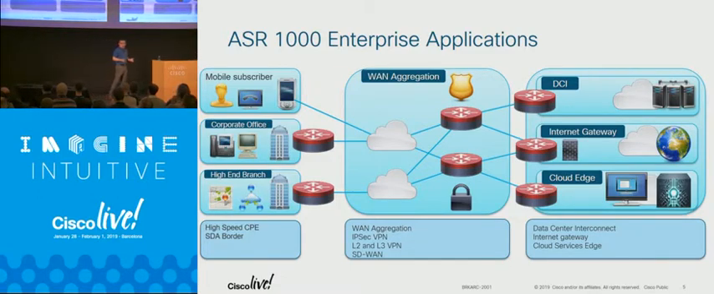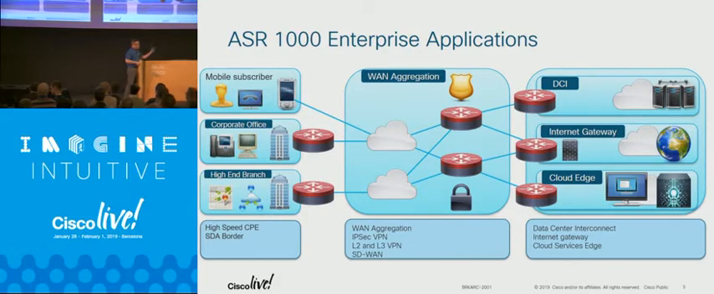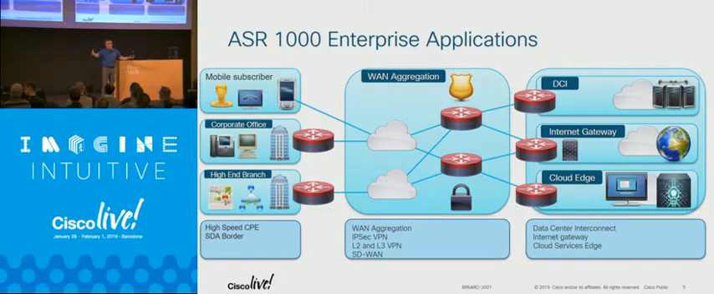WAN aggregation, this is where ASR1000 plays a predominant role. We support pretty much all the WAN aggregation technology under the sun. MPLS VPN, Layer 2 VPN, Layer 3 VPN, and the IPsec VPN, including DMVPN, dynamic multipoint VPN, to give you the hub and spoke type of network topology, FlexVPN for remote access, and the GET VPN, group encrypted VPN, gives you the encryption for your overlay networks, like your MPLS VPN.